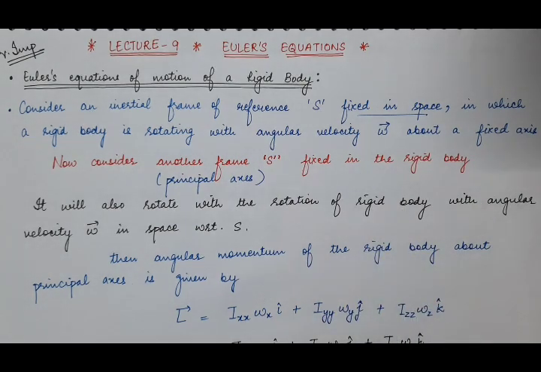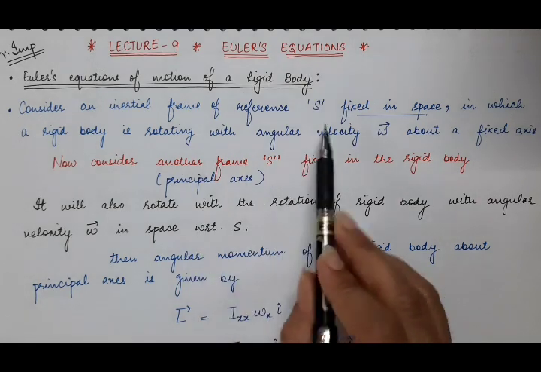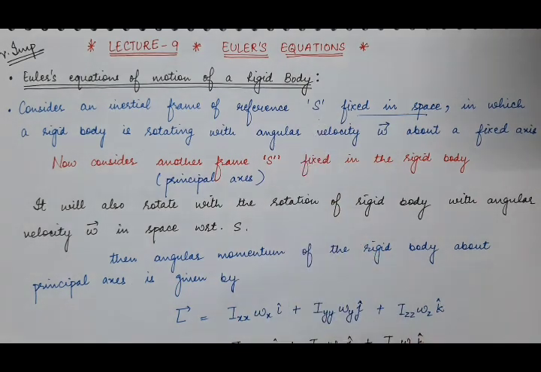So if the body is rotating in frame S, the coordinate system S dash which is fixed in the body will also rotate in inertial frame S, with the same angular velocity omega with which the body is rotating with respect to frame S.